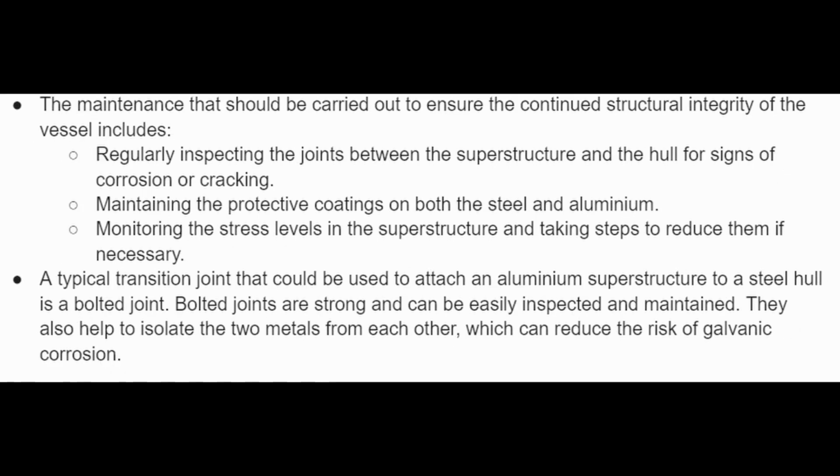C. The maintenance that should be carried out to ensure the continual structural integrity of the vessel includes regularly inspecting the joints between the superstructure and the hull for signs of corrosion or cracking, maintaining the protective coatings on both the steel and aluminium, monitoring the stress levels in the superstructure and taking steps to reduce them if necessary. D. Sketch of a typical transition joint.